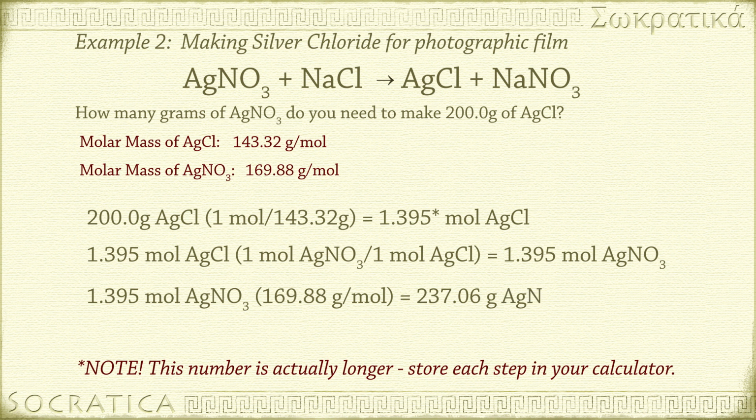237.06 grams of AgNO3. In real life, we would measure out exactly 237.06 grams of AgNO3 and put NaCl in excess. We'll run out of AgNO3 and have NaCl left over. This way, we don't waste any of the more expensive reagent.